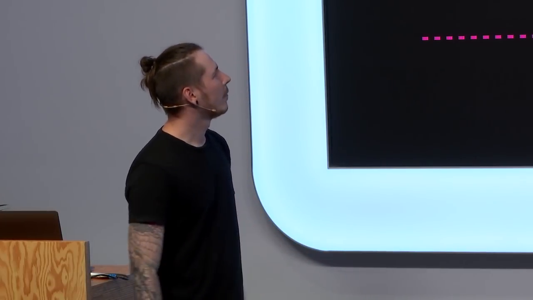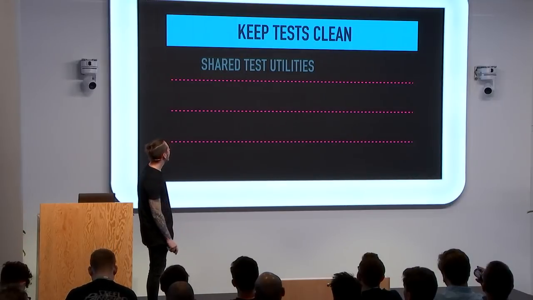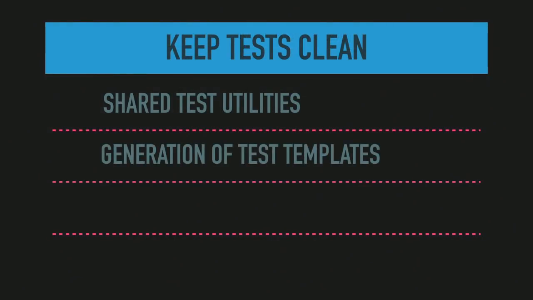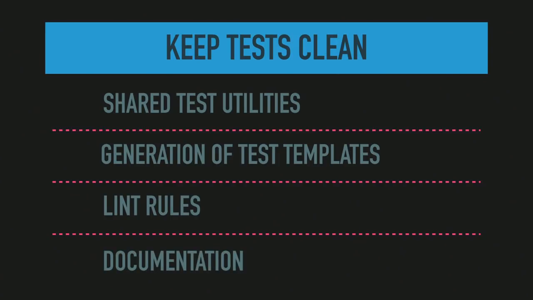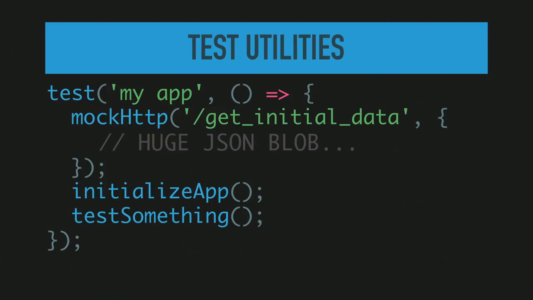There's a bunch of things that you can do here too. You have shared test utilities, generation of test templates, lint rules, and documentation. I'm going to talk about all of them. So test utilities. Sometimes when you write your test, you have some kind of crazy complicated setup logic. So maybe you have to make an initial request that sets up or gets initial data for your application.